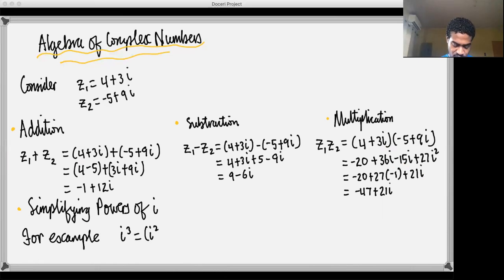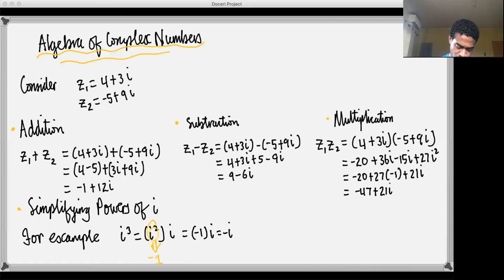So the first example we have is i cubed. The keyword in simplification of i is that you want to find another way of writing this. Another way of writing i cubed is negative i. But what we do is we use the result that i squared is equal to negative 1. So you always try to bring i squared into play, because we know i squared is equal to negative 1. That's what we try to do.